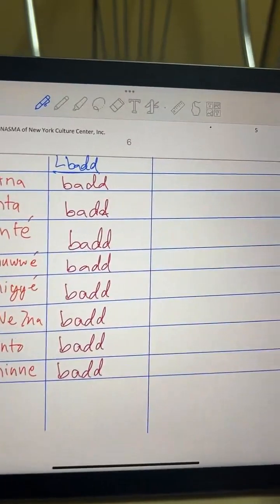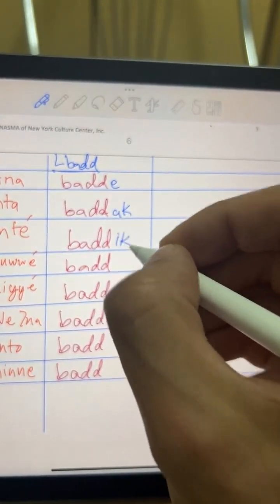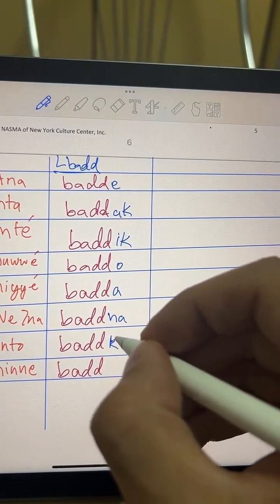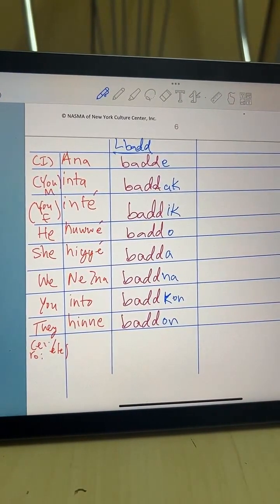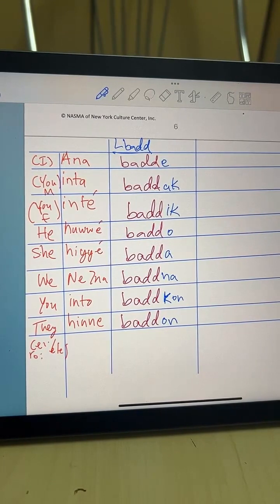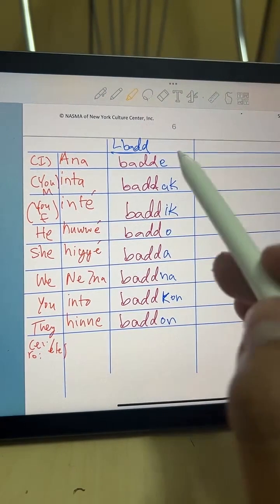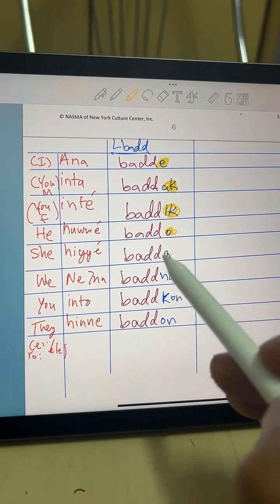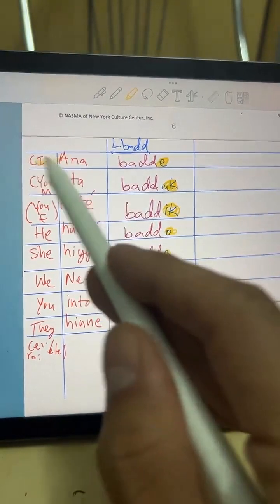Okay, so let's focus. Do you see? This applies to anything that you want to make possessive. Anything you want to make possessive, you use the suffix. What is the suffix? Those are the suffixes. And they refer to what? They refer to this.